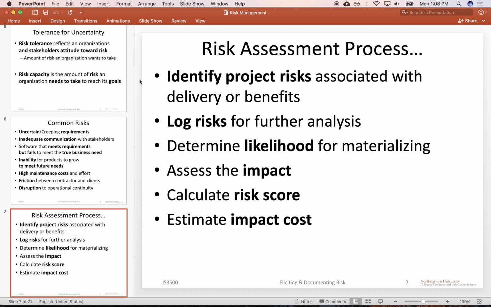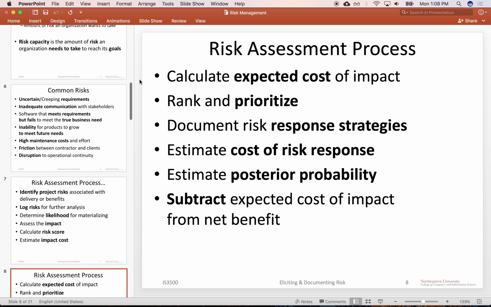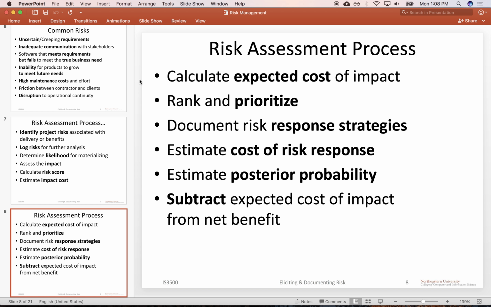Calculate, if this happens, what the impact will be on your project, and then decide: are you going to do something about it? Are you going to choose a strategy to deal with that particular risk?